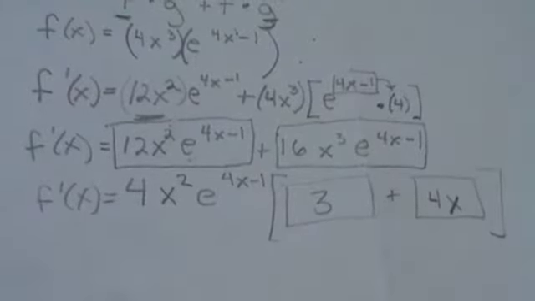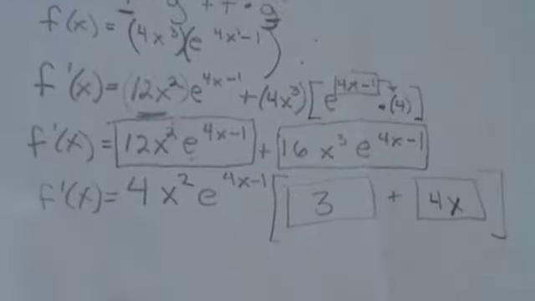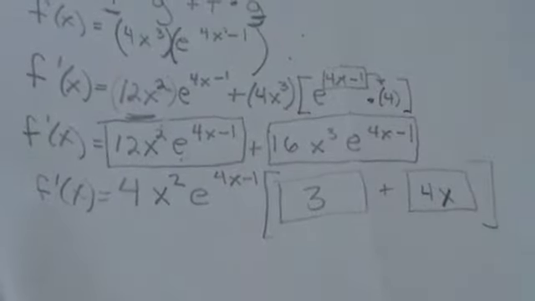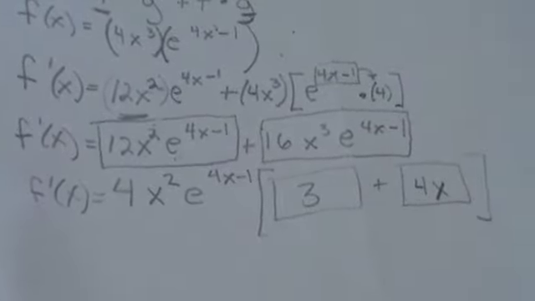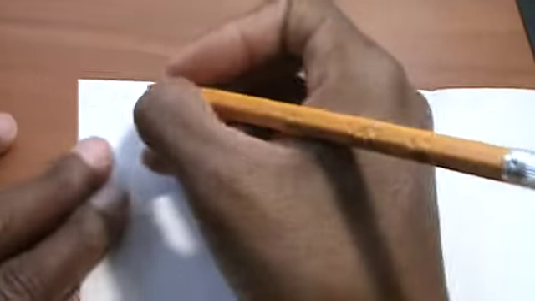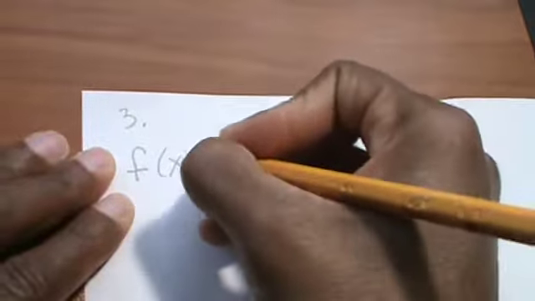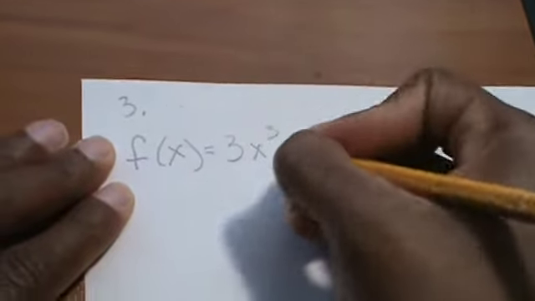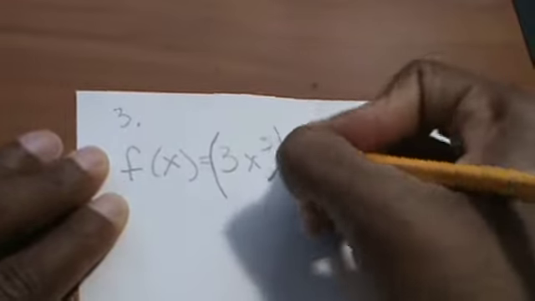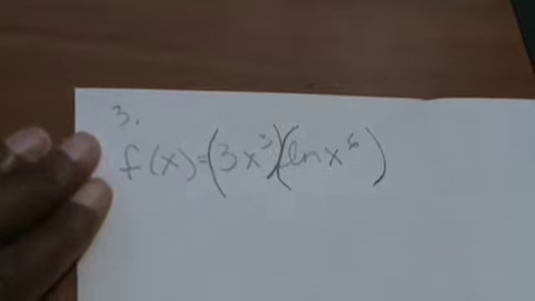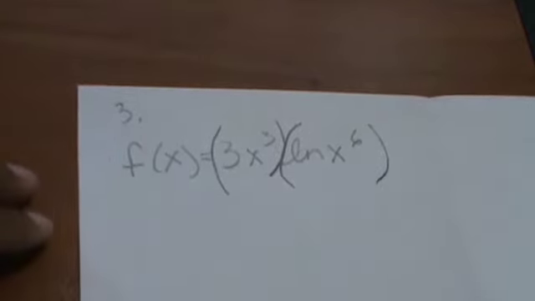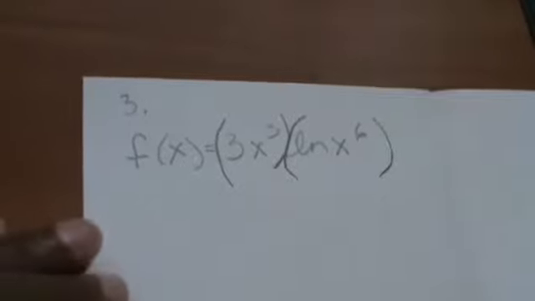Alright, I want to look at number 3 in your homework assignment also. Okay, these are problems that it would be a great idea if you were to try them yourself after you've seen this. So for problem number 3, you're given f of x equals 3x cubed natural log of x to the 6th power. Notice you should be able to put big parentheses there, and you can see that you have something with an x in it times something with an x in it, so it should be the product rule.